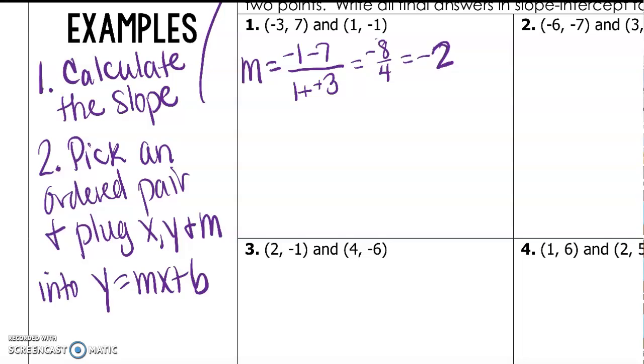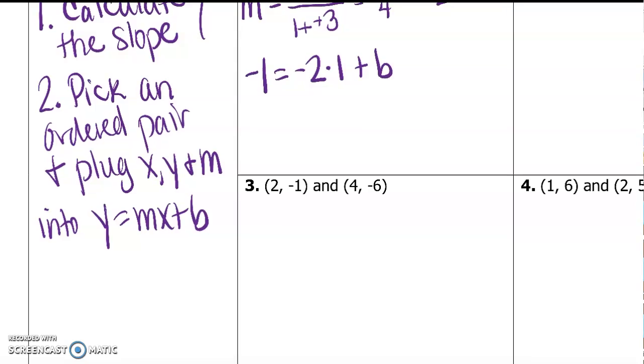So there's really only one extra step from the previous set of notes, and that is first you have to calculate your slope. So I personally am going to pick the 1, -1. Smaller numbers, so it should be easier to work with. Again, you should get the same answer at the end no matter which ordered pair you use. So my y is -1 equals, my slope we just calculated was -2 times my x, which is 1, plus b.